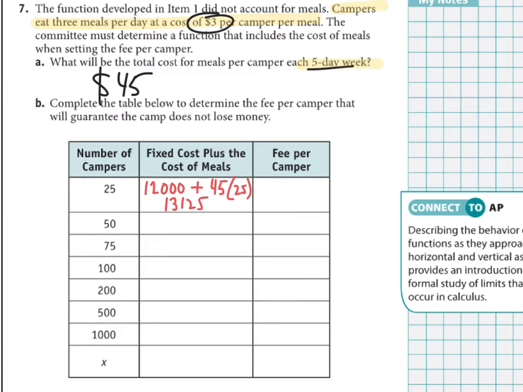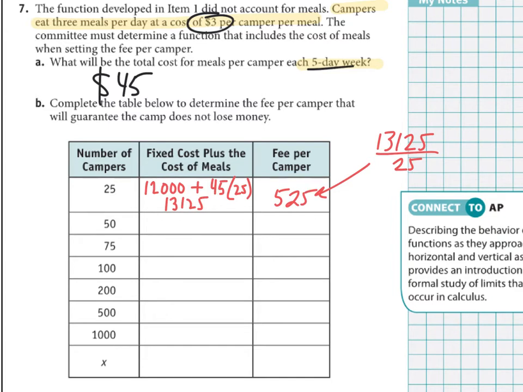Now to get that per camper, to get this first number here, we're going to take that 13,125 and divide it by how many campers there are. If you want to find out how much it costs per person, you divide by how many people there are. So when I divide by 25, I'm getting a $525 fee per camper.